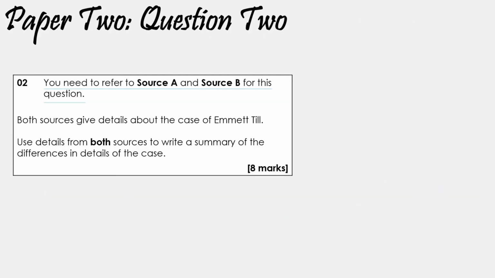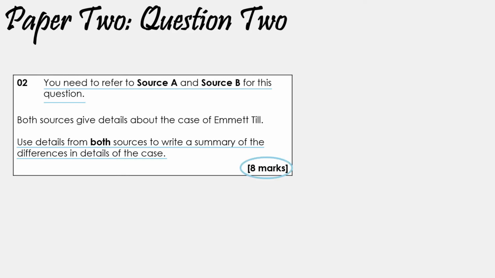A question 2 looks something like this. It asks you to look at both sources. Now they might give you specific line numbers, but the majority of the time they ask you to look at the entire text. The question here asks you to look at both sources and provide a summary of the differences between the details of the Emmett Till case. So a question 2 asks you to provide a summary of the similarities or differences when looking at an element of 2 texts. So the exam question could ask you to look at the similarities or the differences. It will always be either or.